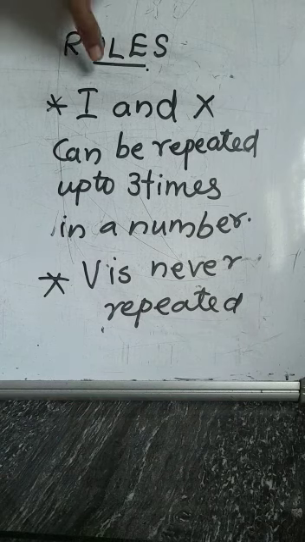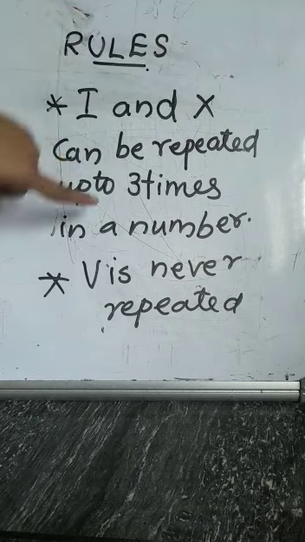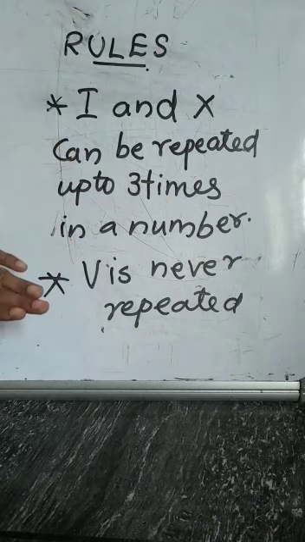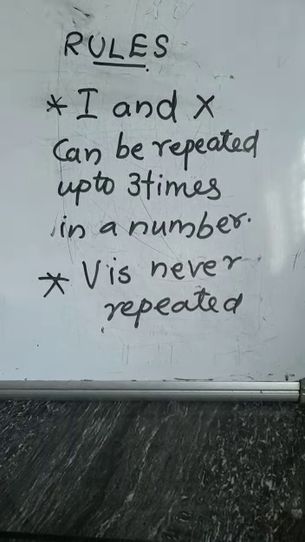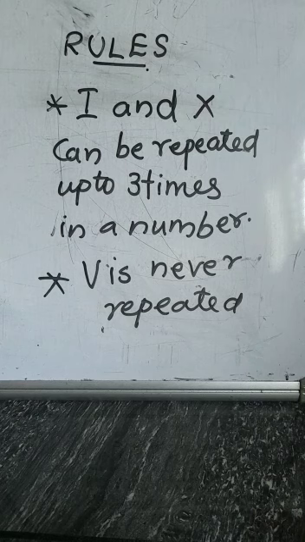Here, the first rule is I and X can be repeated up to 3 times in a number. And V is never repeated. Only one time V can be written. Children, listen to one thing. Repetition means that the value is added, and also the symbol V is never repeated.